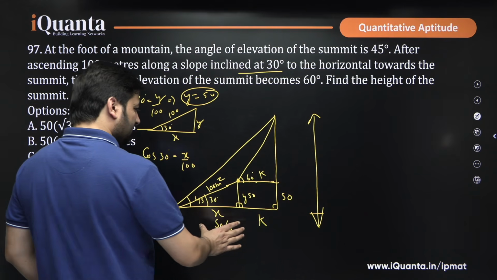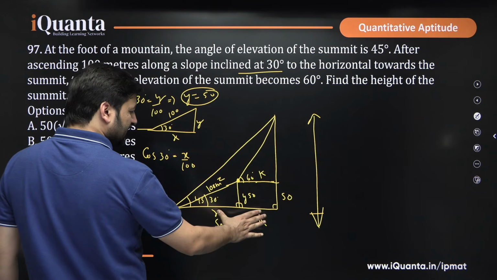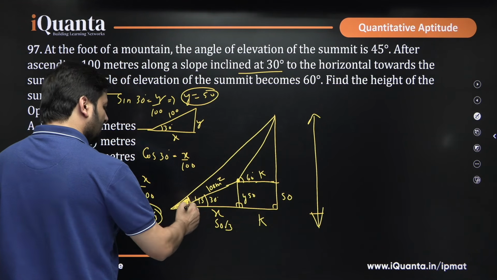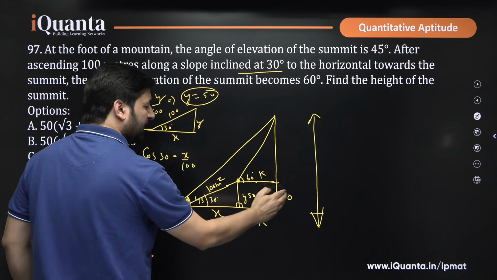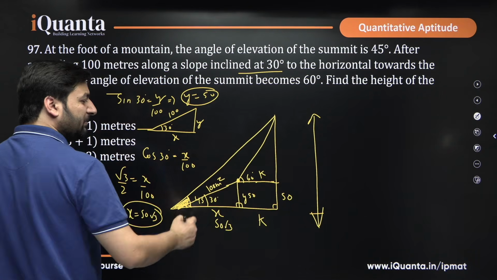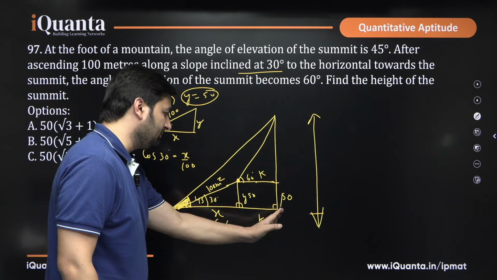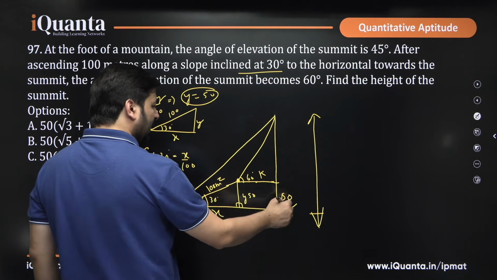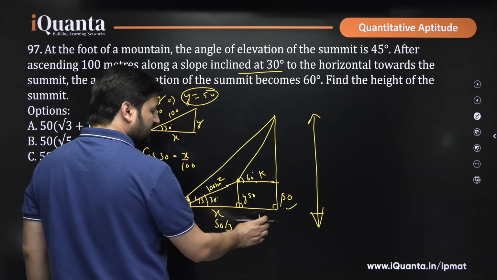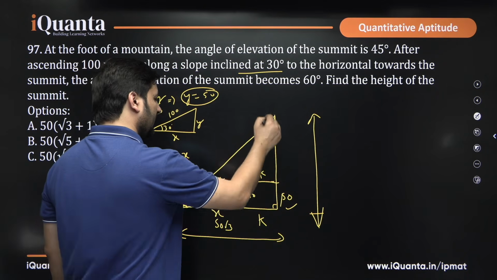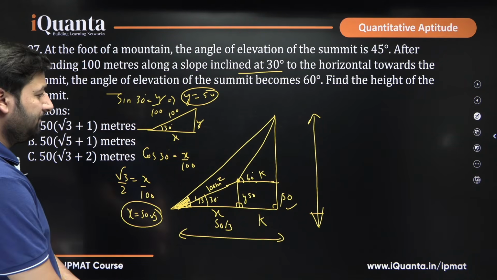You know that this angle entirely was 45 degree, yes or no? When you use tan 45, it will be perpendicular upon base. Tan 45 will be this perpendicular upon entire base. Tan 45 is 1, that means this particular will be equal to this, right? So, this is 50 and this is k plus 50 root 3 entirely, yes or no? This should also be k plus 50 root 3, right?